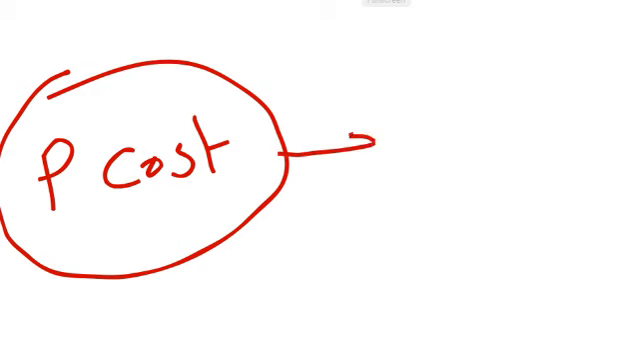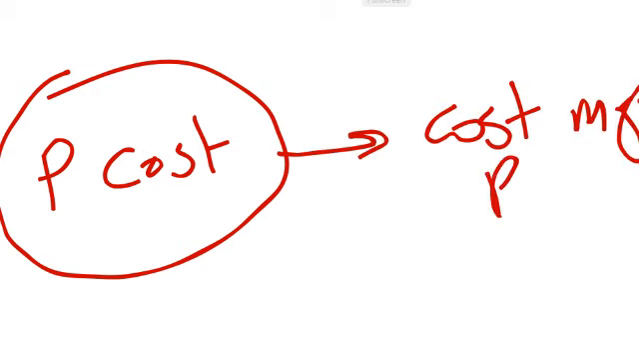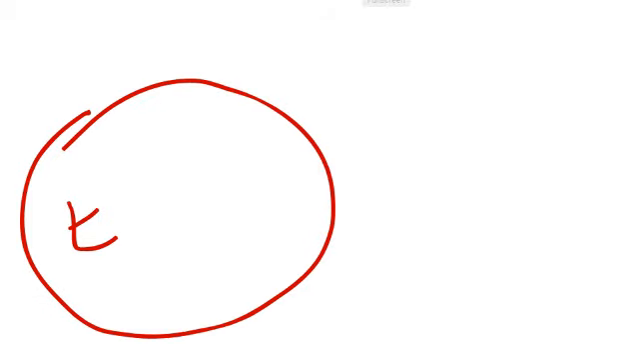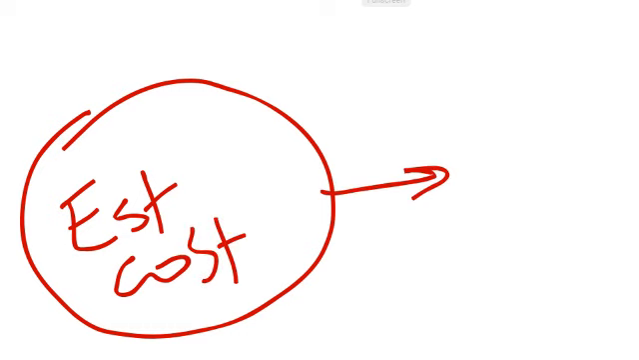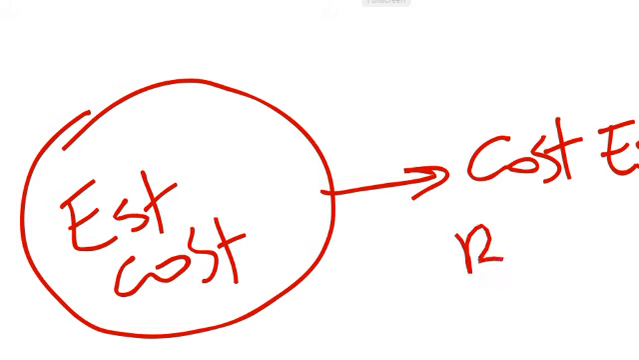Plan cost management. What do you get from plan cost management? You get your cost management plan. And then you go on to estimate cost. What do you get from estimate cost? You get your cost estimates, and I believe you get your BOEs as well, your basis of estimate. That is the level, folks.